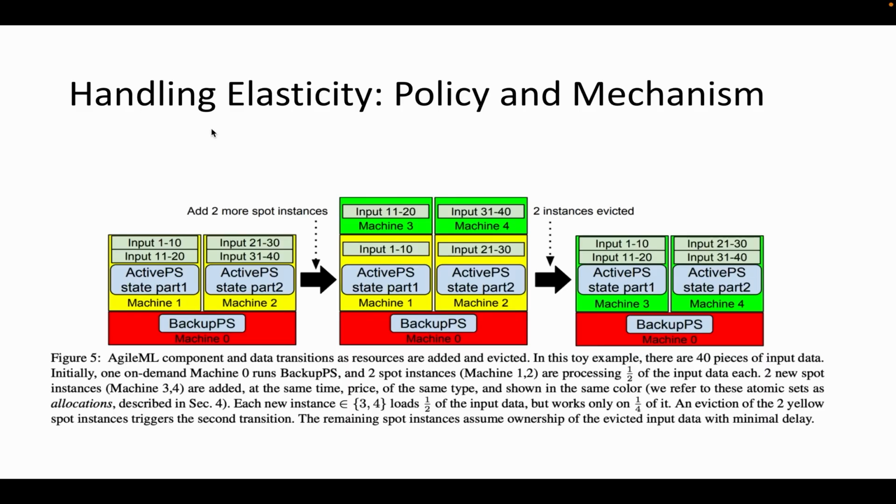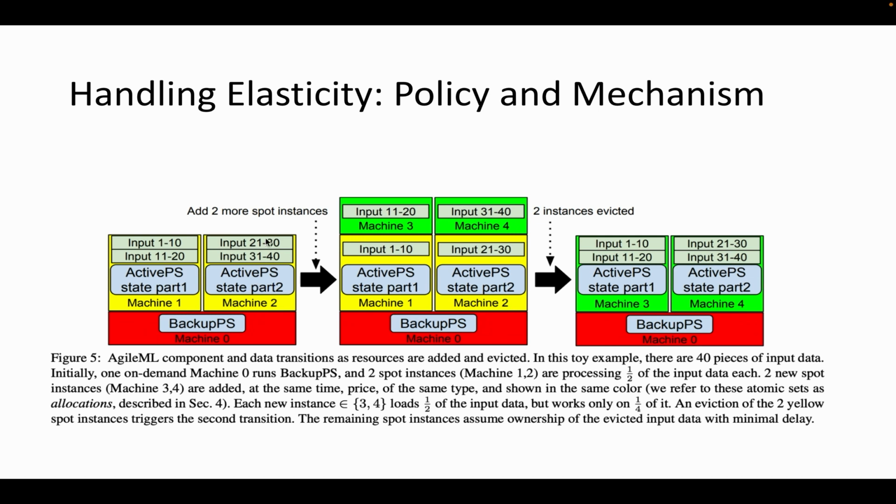There's this diagram which shows the elasticity handling. This diagram illustrates the scale up and scale down procedure. In the first portion of the diagram, we have one backup PS on the reliable instance, and there are two active PSs on the transient resources. The input given here is 40 units. Now it gets divided equally between two machines.